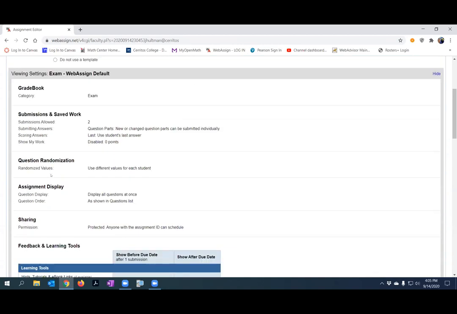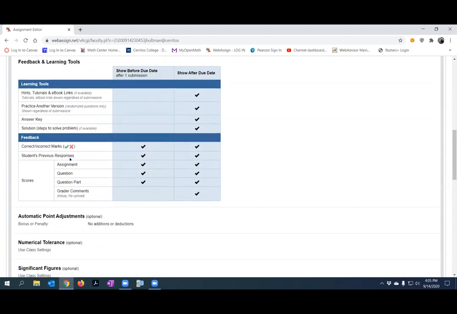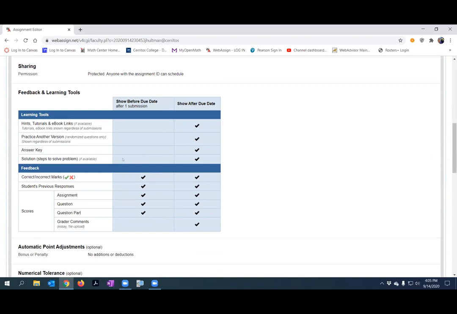Yes, it's fine. Okay, scoring answers, use student's latest score. Show my work, no. Correct, incorrect marks after 1 submission, yes. Students' previous responses is shown. Answer key, no. The only time you're going to get the answer is after the due date. The solution, the steps to solve the problem, that's also after the due date. Hints, tutorials, after due date. But yes, you'll know whether or not you got it right or wrong after the first submission.